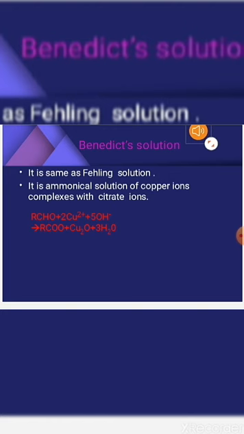Another oxidizing agent for aldehyde is Benedict solution. It's the same as Fehling solution, only in place of tartrate ion, copper sulfate solution is complexed with citrate ion. The reactions are also the same. Aldehydes are oxidized by cupric ion, and cupric ion will form cuprous ion, and because of that red colored precipitates are formed.